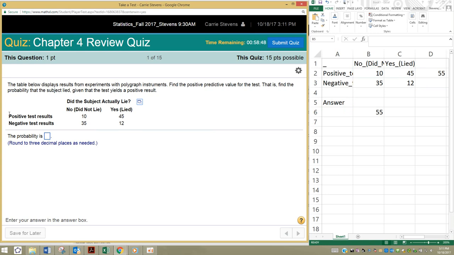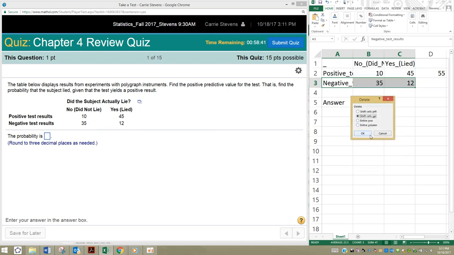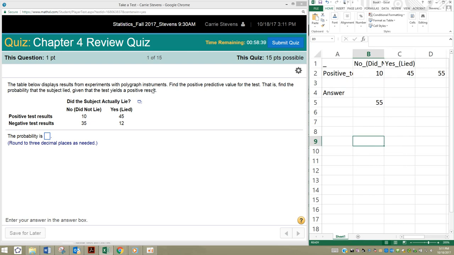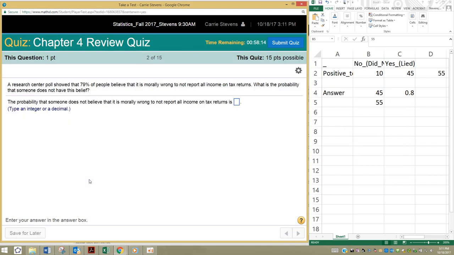So now that I'm only interested in my top row, these people don't even matter, so I can just delete them. And I'm interested in how many of those lied, and that was 45 people. So my answer is going to be 45 out of the total 55, which is 0.8, and it asked me to round to 3 decimal places as needed. So that's my answer for that.